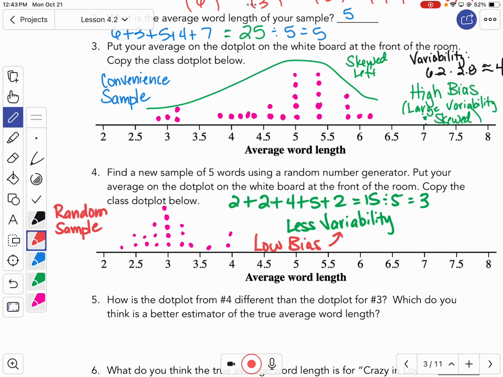And then it just asked me some questions about the two graphs, looking at the difference between them. And you can just kind of sketch those in there on your paper so you have it to look at. But the first one was a convenient sample. It was easy for me just to pick some words. Random sample, we let technology choose the words for us. That makes it a lot more random. It takes our influence out of it.